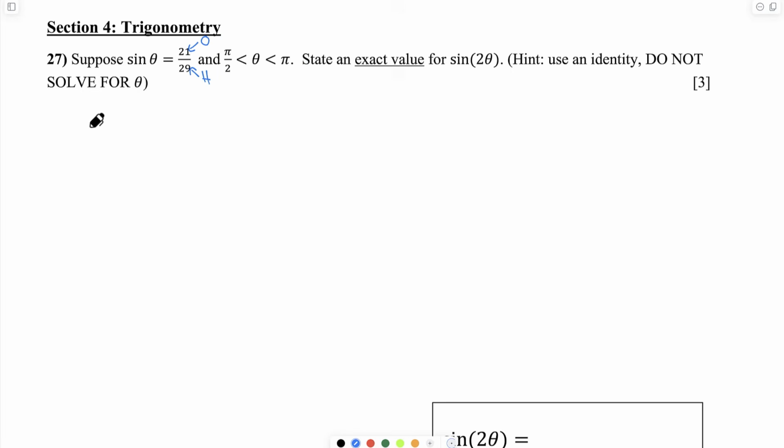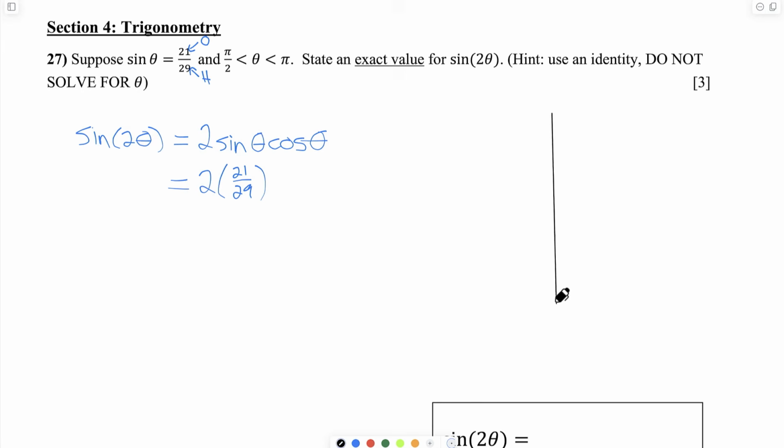So the intention of this question is to use the double angle identity for sine, which tells me sine of a double angle is equal to 2 times sine theta times cos theta. So I can evaluate sine of 2 theta if I just replace sine theta and cos theta with the ratios. The question gives me the sine ratio for theta. It says it's 21 over 29, but I don't have the cosine ratio for theta. So let's see if we can figure it out with a diagram I'll make over here.